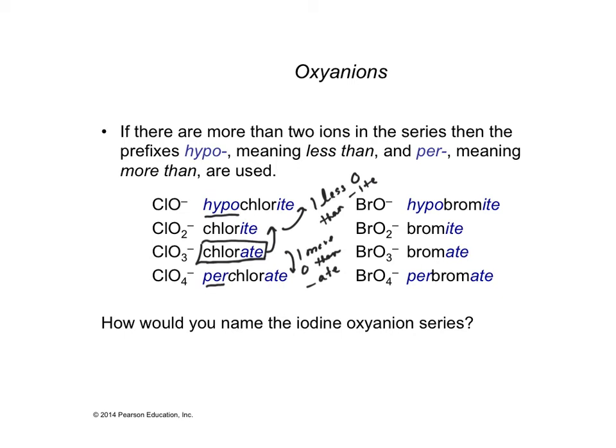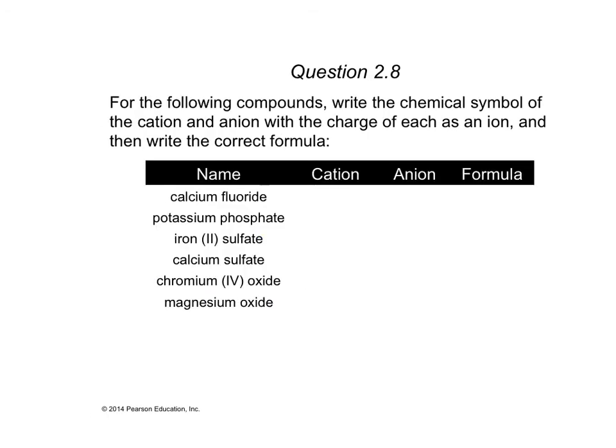So at this point in time, what you should note is how to name type 1 and type 2 binary ionic compounds, and also how to name ionic compounds that contain polyatomic ions. All right, so go ahead and give this question a try. In this question, I give you the name of the ionic compound, and then I want you to write the cation, specifically the cation formula, the anion, and then the overall formula for the compound.